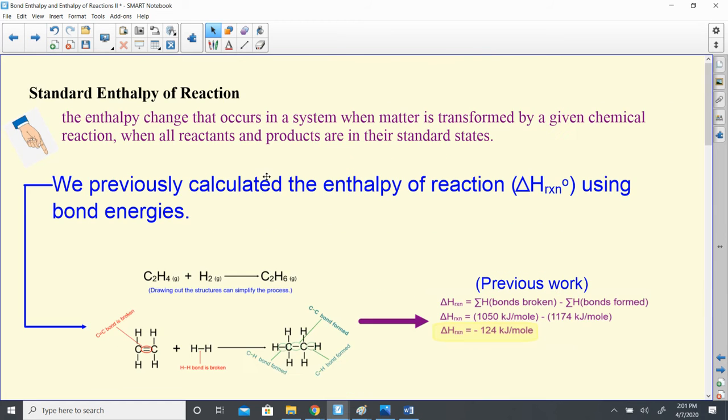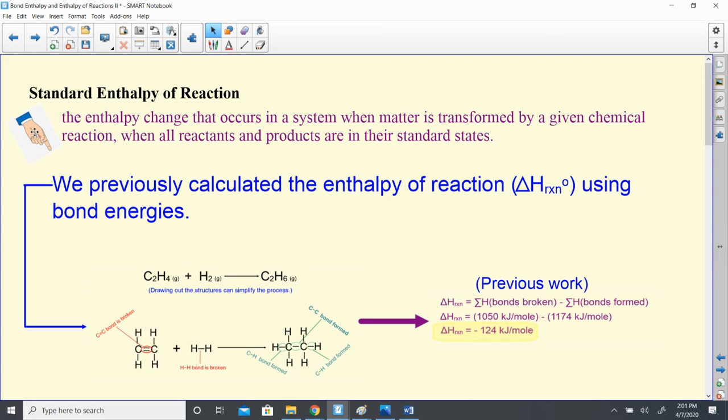I got to switch slides here now. Okay, so now we got to go back and talk about standard enthalpy of a reaction. The definition: the enthalpy change that occurs in a system when matter is transformed by a given chemical reaction, when all reaction products are in their standard states.